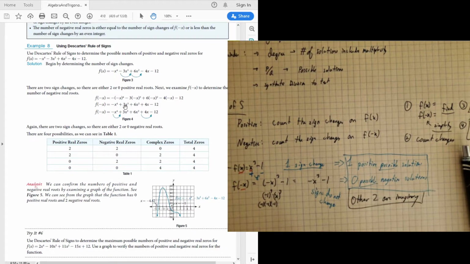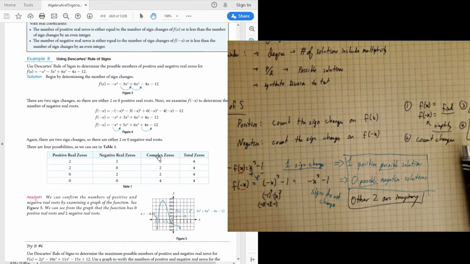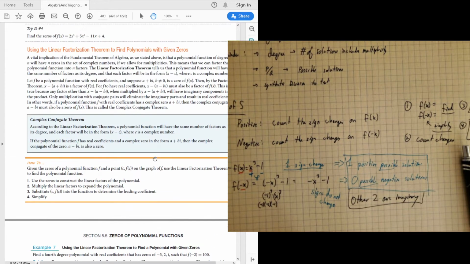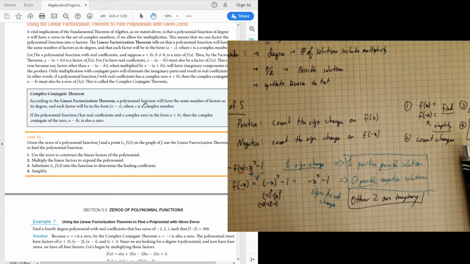However, it is also possible that some of these solutions could be complex. And notice how it lists the possible solutions as groups of 2s. This is because of one of the theorems we did not talk about last time, but is important here: the linear factorization theorem states that you never get a single complex answer. They always come in pairs, right? If there's A plus BI, there's A minus BI. They always come in pairs, meaning there's either 0 complex solutions, or 2 complex solutions, or 4 complex solutions. They will only ever come in pairs.